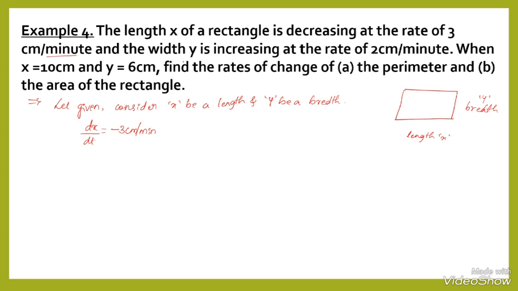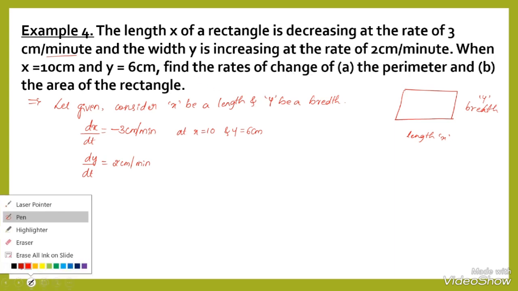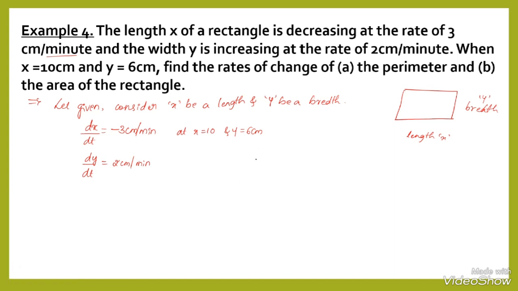Similarly, the width or breadth y is increasing. It means dy by dt is increasing at a rate of 2 centimeter per minute. Now, at x equal to 10 and y equal to 6 centimeter, we have to find the rate of change of perimeter. So I can take the derivative of these two.